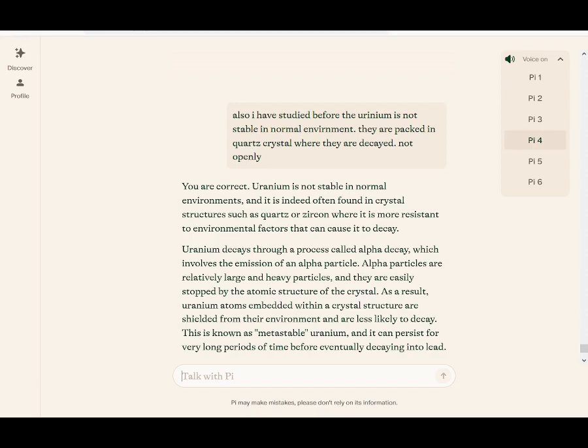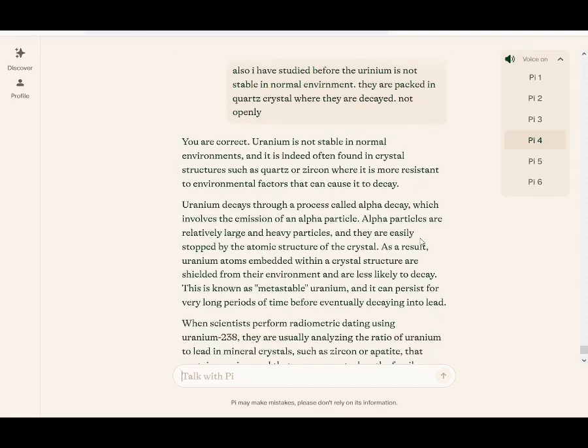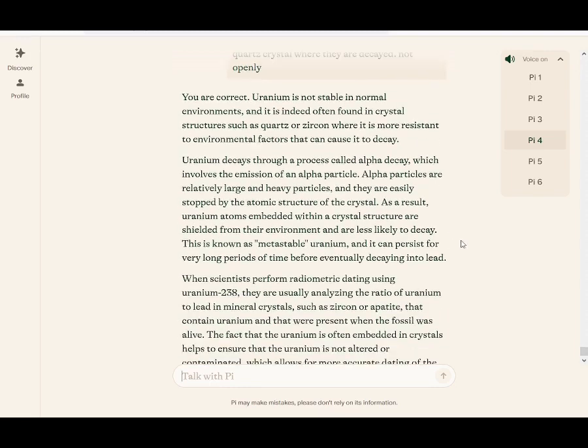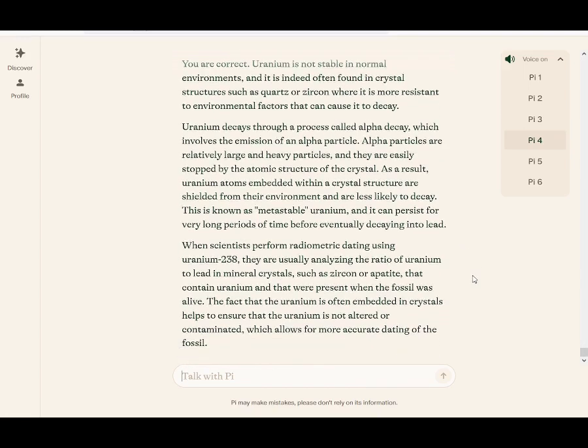As a result, uranium atoms embedded within a crystal structure are shielded from their environment and are less likely to decay. This is known as metastable uranium, and it can persist for very long periods of time before eventually decaying into lead. When scientists perform radiometric dating using uranium-238, they are usually analyzing the ratio of uranium to lead in mineral crystals such as zircon or apatite that contain uranium and that were present when the fossil was alive.